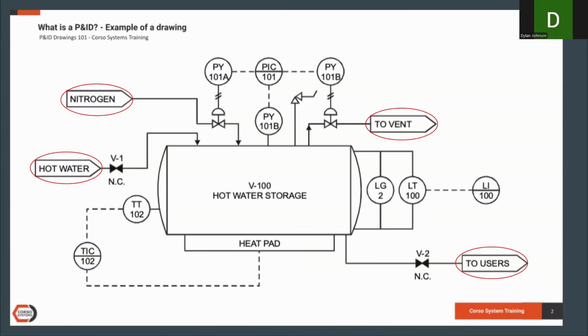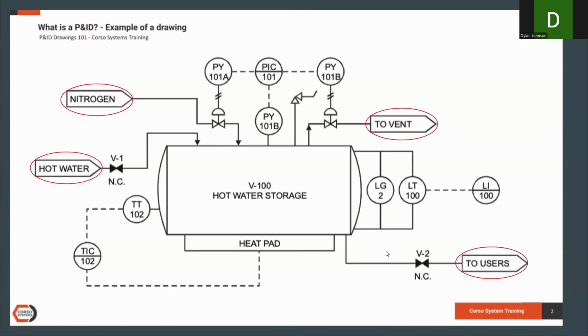Here's how I interpret the story of this system. Hot water is coming in from another process, likely something very hot, possibly even producing steam. Nitrogen is also being added to the vessel. I'm making an assumption here, but I'm imagining that nitrogen is being used to help control conditions inside the tank, possibly cooling or controlling pressure.